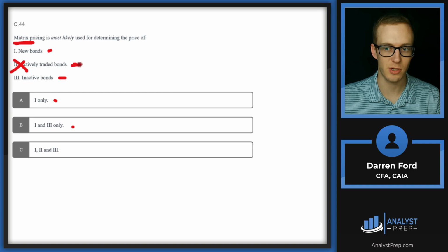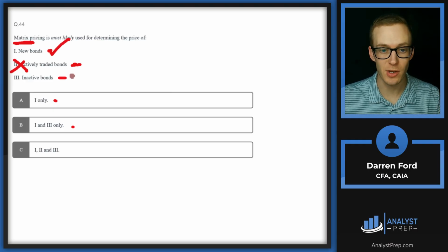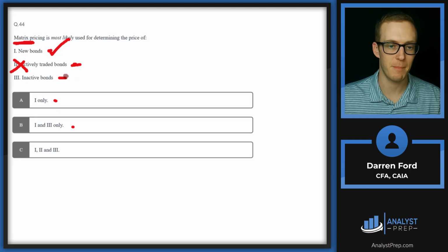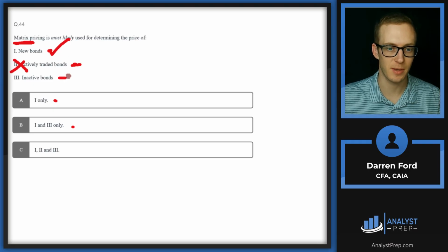You don't need to do matrix pricing to see what other bonds of different maturities and credit ratings are trading for. So this is going to be most helpful for new bonds in determining what the pricing of that new bond should be, since it obviously hasn't traded yet. So you would want to look at other bonds with similar credit risk and maturity to determine that pricing. And this would also apply to inactively traded bonds. So we're going to go with answer B here.